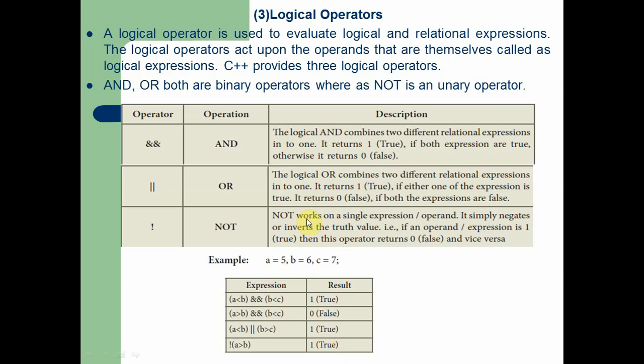So here you can see the definition. NOT works on a single expression. It simply negates or inverts the truth value. So whatever the result of any expression, the NOT operator, that is the exclamation symbol, will simply invert it. If the value is true, then it returns false. If the value is false, then it returns true. This we already know. So I hope you understand this logical operator.